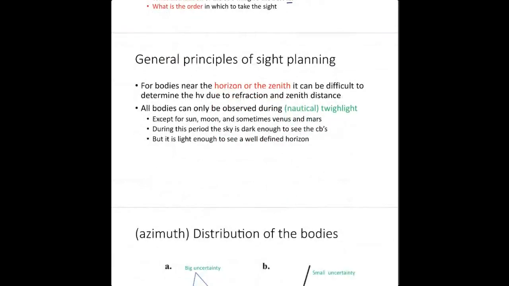General principles of sight planning: normally, for bodies near the horizon or near our zenith, where the altitude is around 0 degrees or around 90 degrees, it can be difficult, first of all, to determine the true altitude, because of the refraction when we are at the horizon, or because of the principle of zenith distance when our altitude is 90 degrees. Normally, the principle of intercept is that we can mark circles of equal altitude. If this is your geographical position, you will have a circle of equal altitude with the zenith distance being the radius. But if your zenith distance is almost 0, then it's very difficult to draw these equal altitude circles.